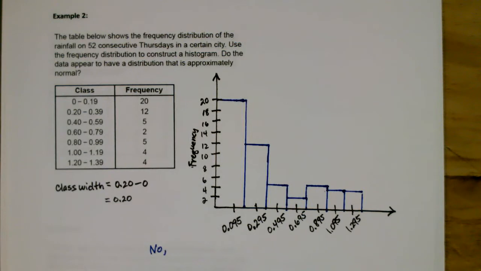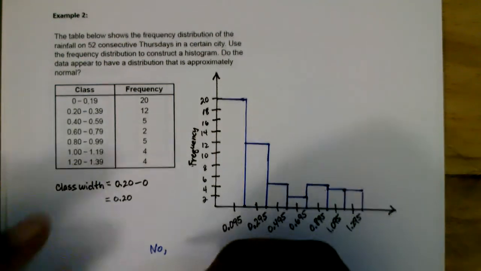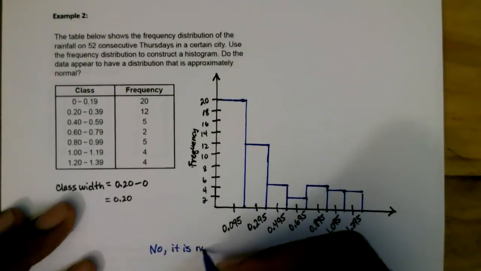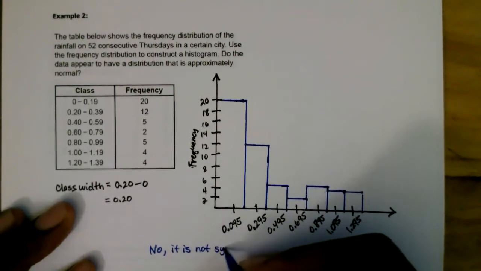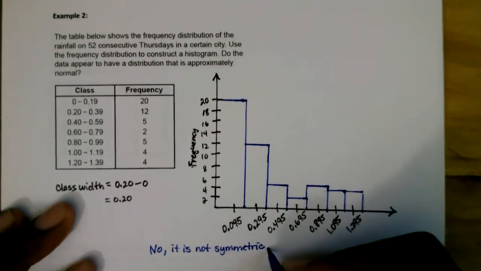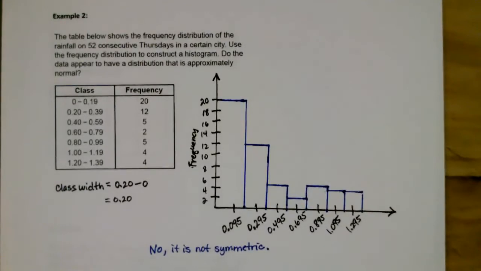Now we can also say this, that it is not symmetric. And the reason for that is this. When we say symmetric, that means the left side has the mirror image of the right side. And I'm not seeing that here in this graph of this histogram.